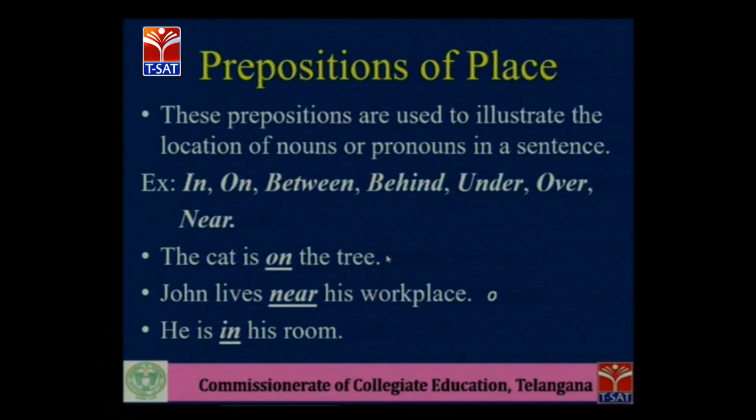Here on is a preposition of place as it is mentioning the location. Where is the cat? It is on the tree. And the next one, John lives near his workplace, and near is a preposition of place here because it is showing us where John lives, and he is living near his workplace. And the next one, he is in his room, and in is a preposition of place here.